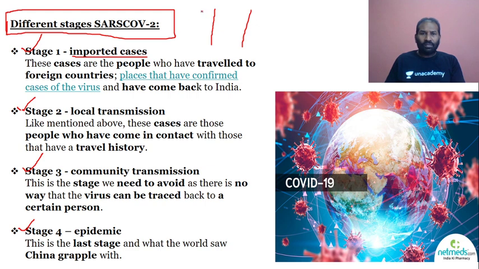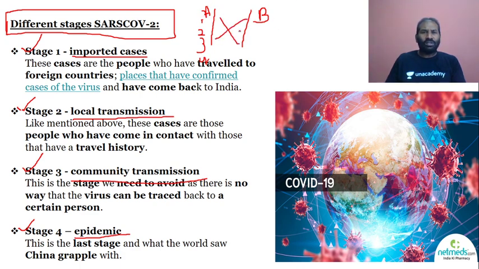If you have a match the following, you have the left side A and the right side B. On the left side you have the stages: stage 1, stage 2, stage 3, and stage 4. That is why I am emphasizing this one, because many of them are not focusing on it. Stage 1 is the imported cases, stage 2 is the local transmission, stage 3 is the community transmission, stage 4 is epidemic.